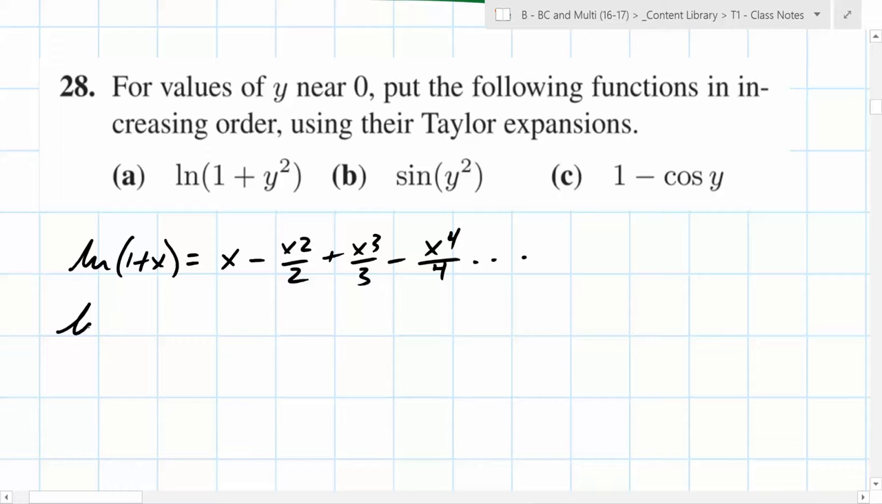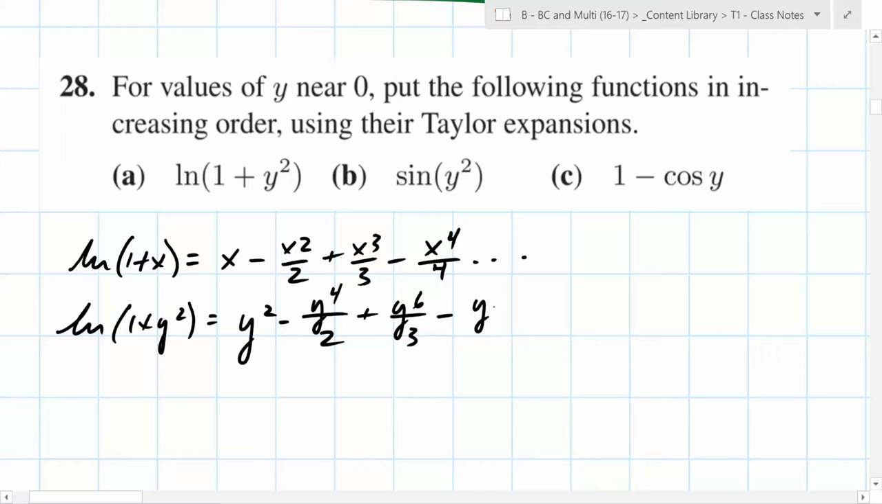So therefore, what is ln of 1 plus y squared going to be? y squared minus y to the 4th over 2 plus y to the 6th over 3 minus y to the 8th over 4. Do you agree with that? So we've done this one, right? We good?